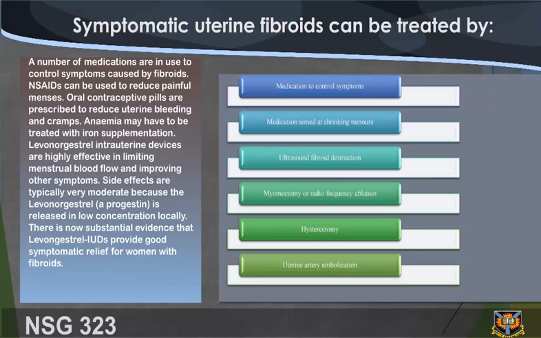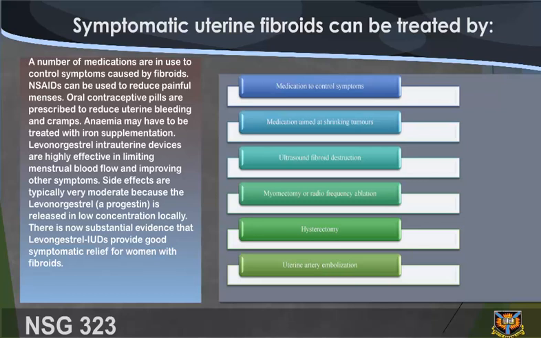NSAIDs can be used to reduce painful menses. Oral contraceptive pills are prescribed to reduce uterine bleeding and cramps. Anemia may have to be treated with iron supplementation.